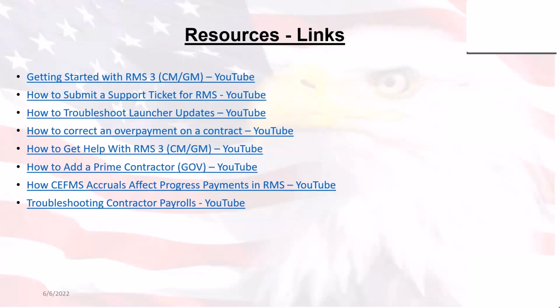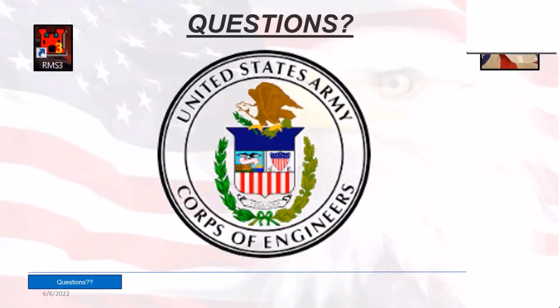Alrighty, this is the last page that has some links, helpful videos on actions inside of RMS, how to get help, how to add a prime contractor. They're short videos that you can send to other people that may not have made this training or that you think might need information. These YouTube videos are accessible by everyone with a cell phone, contractor, or whatnot. Most of these are government focused, but yeah, that pretty much concludes the progress payment portion.